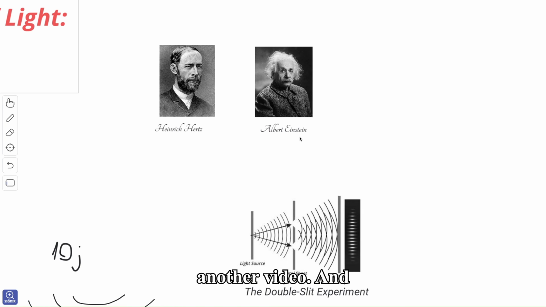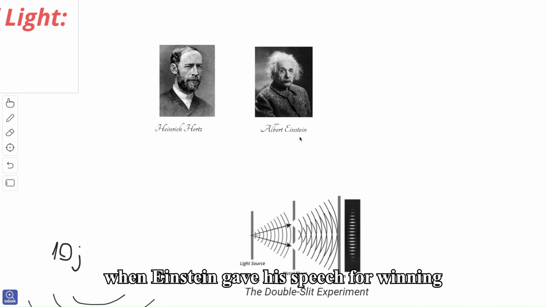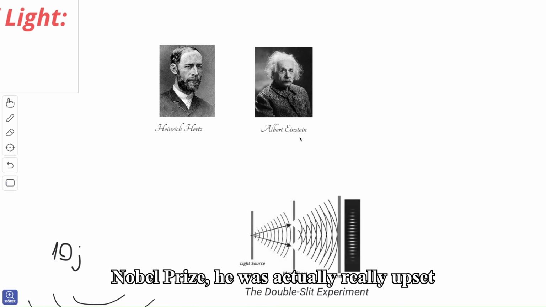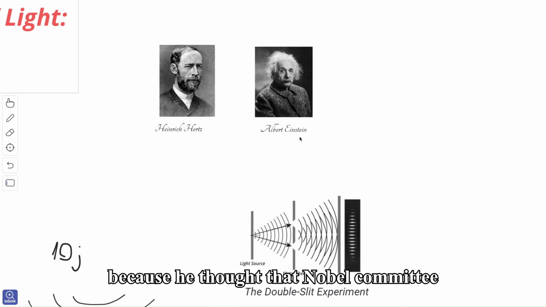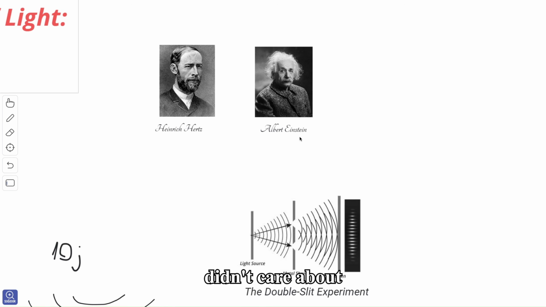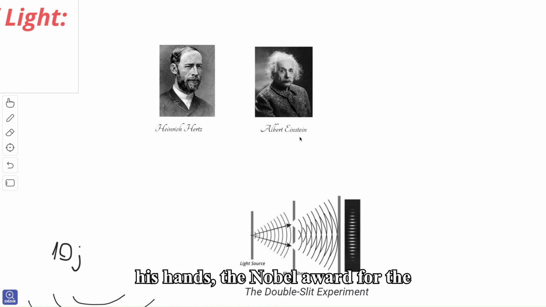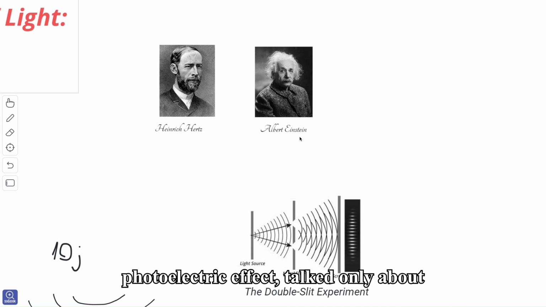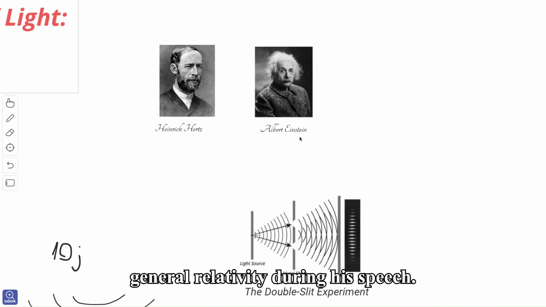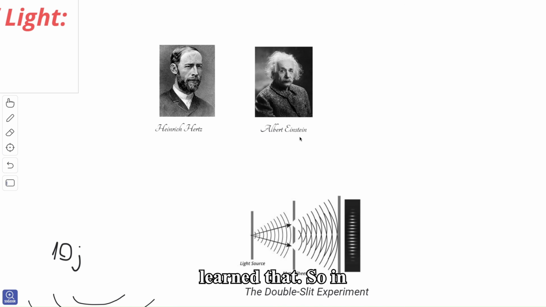Maybe we'll talk about it in another video. And when Einstein gave his speech for winning the Nobel Prize, he was actually really upset because he thought that Nobel Committee didn't care about relativity. Then when he got up to the stage, he, in a sense, got the Nobel Award for the photoelectric effect, but talked only about general relativity during his speech. That was interesting for me when I learned that.